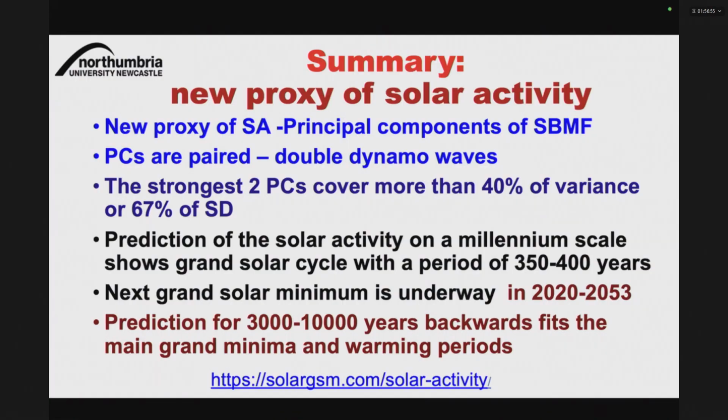The prediction of solar activity shows the grand solar cycle with a period of 350 to 400 years. And it turned out, when we discovered this, that we were 5 years from the start of the new grand solar minimum, which is already upon us, as you probably notice. And the prediction for 3,000 to 10,000 years backwards fits very well grand minima and warming periods.